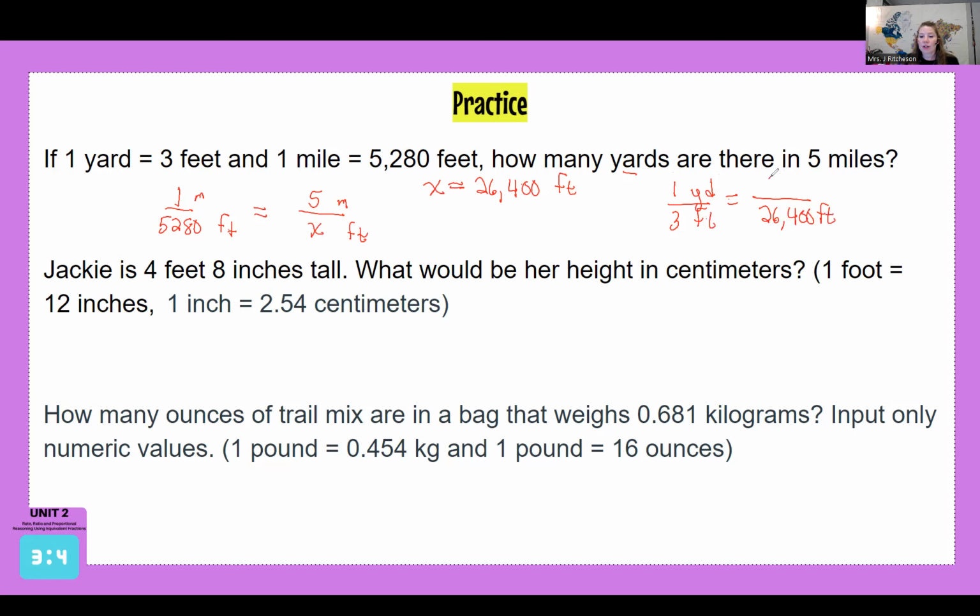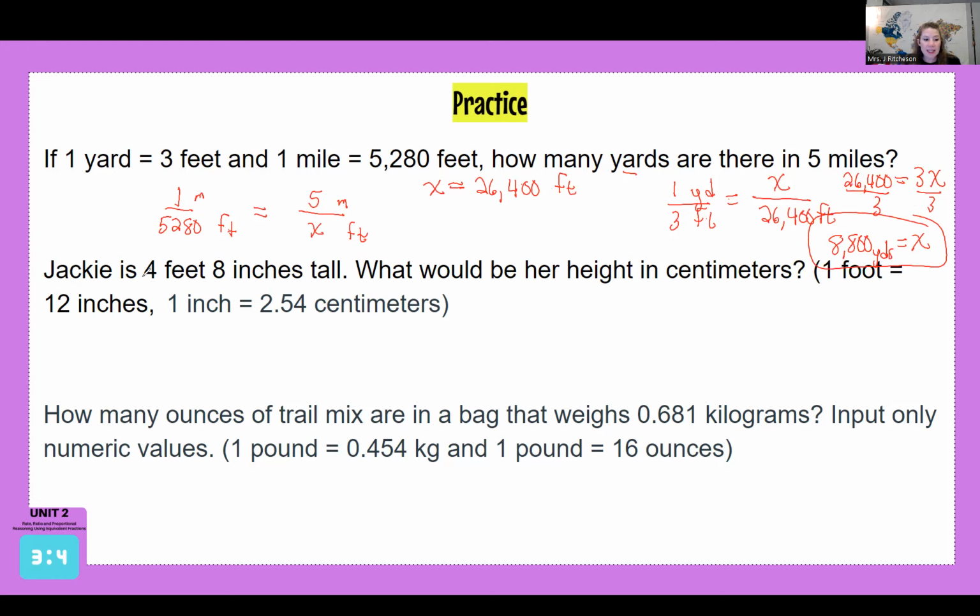We want to know how many yards it is. So if we cross multiply, we get 26,400 times 1, which is 26,400. And then I'm going to cross multiply 3 times x, which is 3x. To get my final answer, I'm going to divide both sides by 3. So the answer is 8,800 yards. And that's the final answer. So we had to set up 2 different proportions for that one.